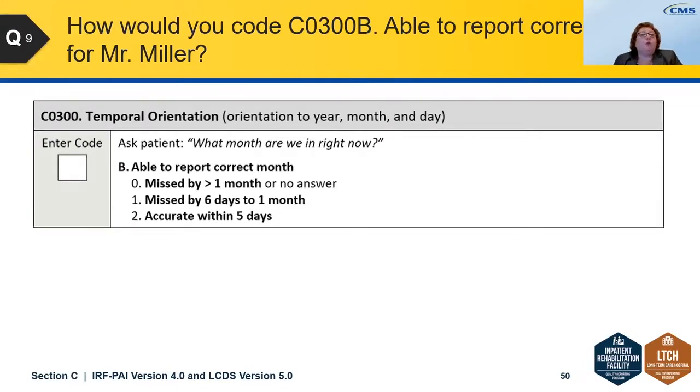Okie doke. Now, how would you code C0300B, able to report the correct month, for Mr. Miller? Is it code 0, missed by less than 1 month or no answer? Is it 1, missed by 6 days to 1 month? Or is it 2, accurate within 5 days? And that first response is missed by greater than 1 month. I think I said less than, but missed by greater than 1 month or no answer, just to clarify that.